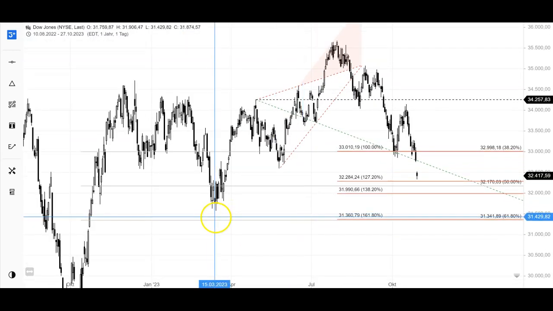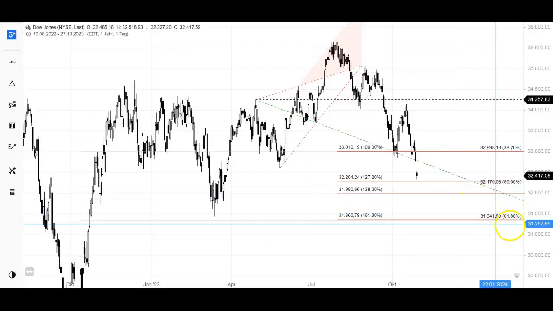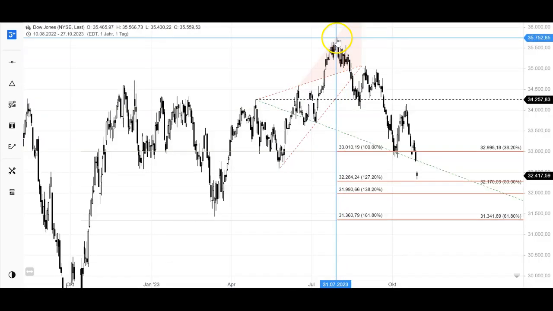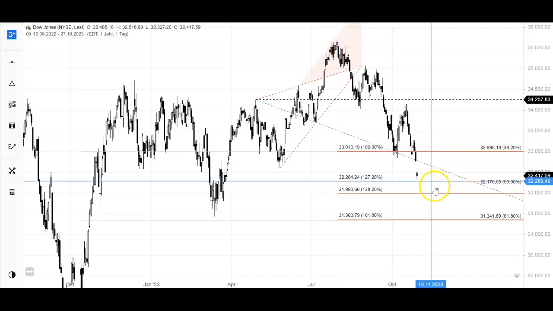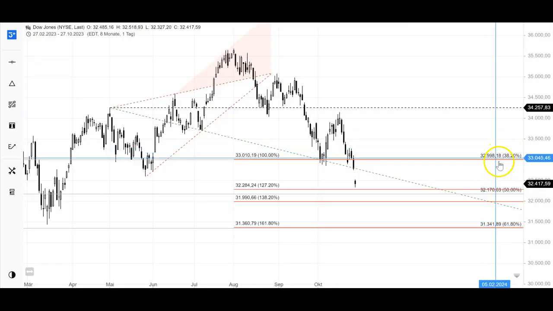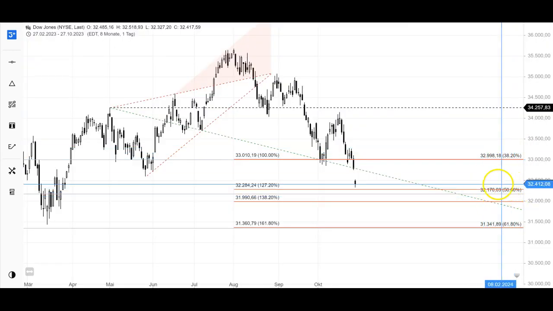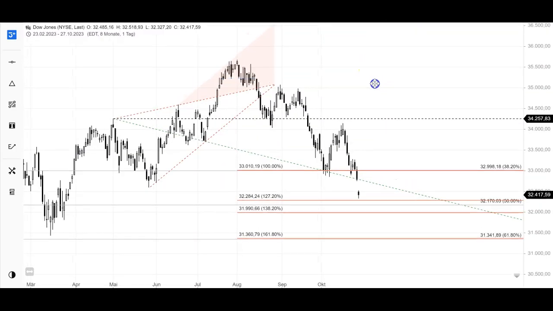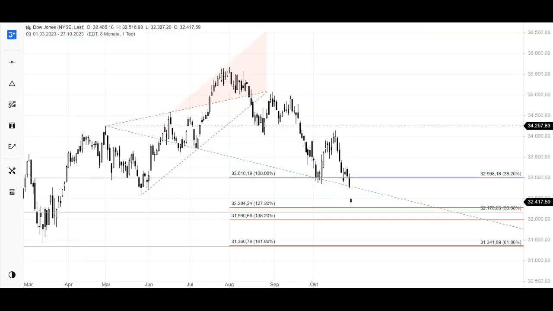Once we zoom out here a little, that low we made in March fit that 61.8 retracement quite well. That's a retracement from the low we made last year in October all the way to that high here at 35.762. We were hitting that 38.2 already, and the 50% could also cause a little bounce at the industrials.